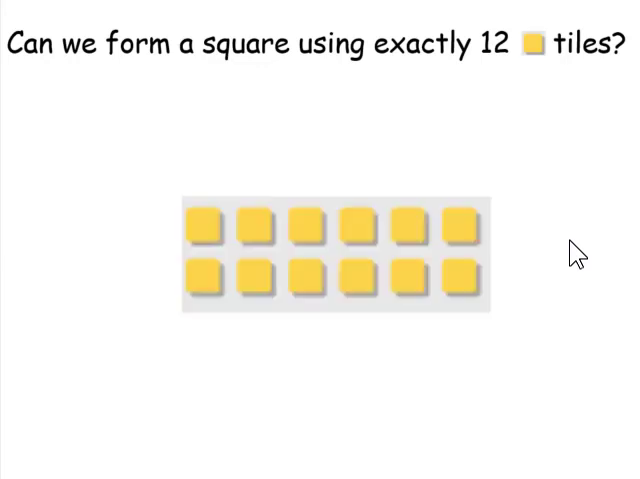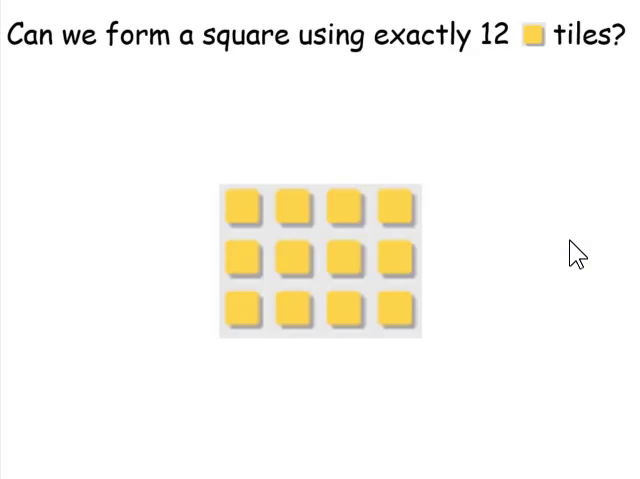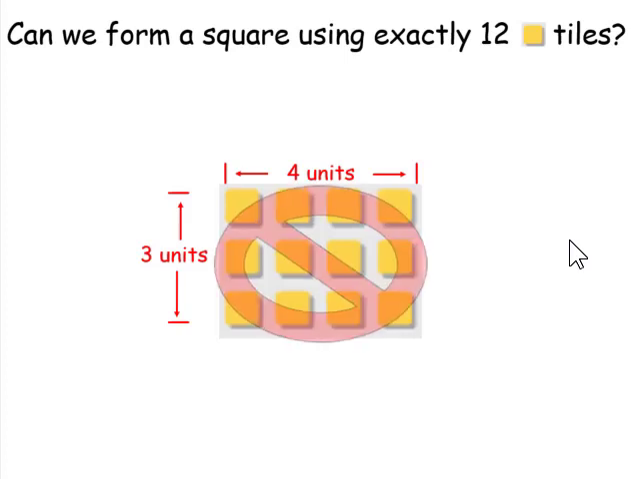Can we form a square using exactly 12 tiles? Would this be considered a square? This is 2 by 6. In a square, all the sides have to be the same length. So unfortunately, this is not a square. Let's look at another arrangement. Would this be a square? It looks a little bit closer, but this is still 3 and 4. And remember, the sides of the square can't be almost the same length. They have to be exactly the same length. So this is not a square either.